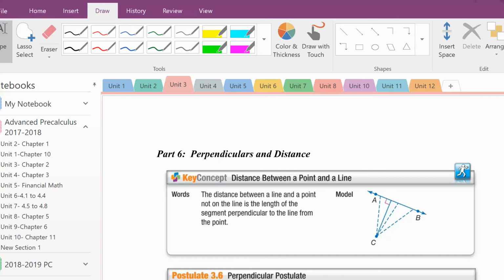Welcome to Unit 3, Part 6 video. We'll talk about perpendiculars and how that can be used to find the distance between a point and a line.